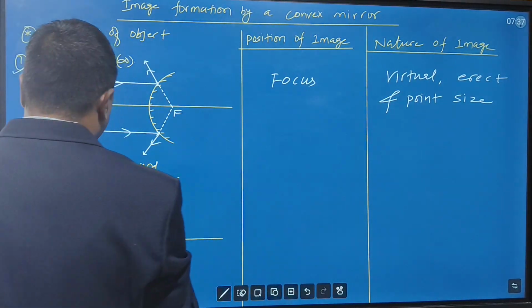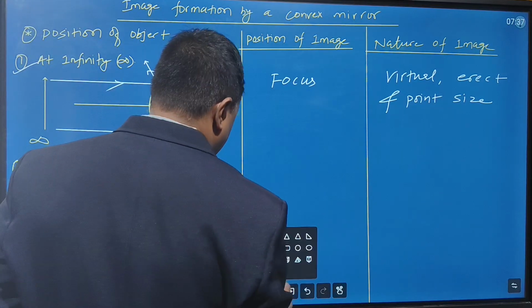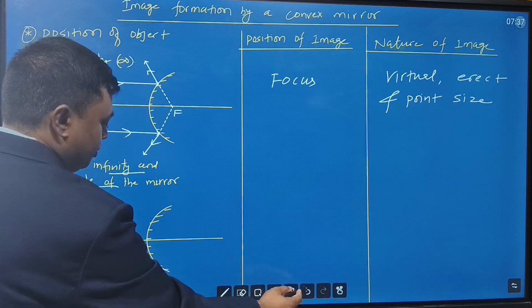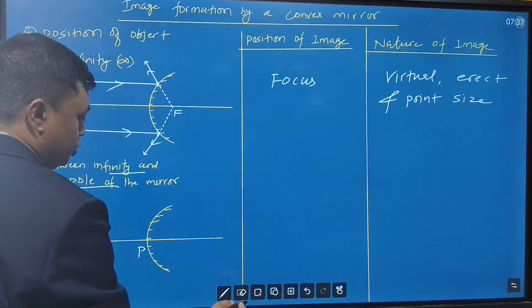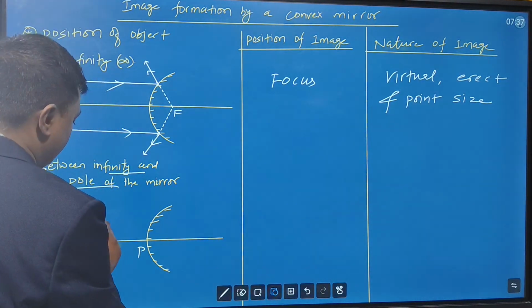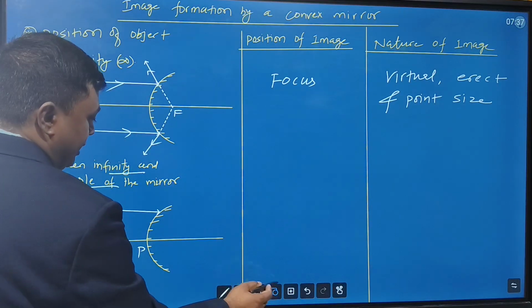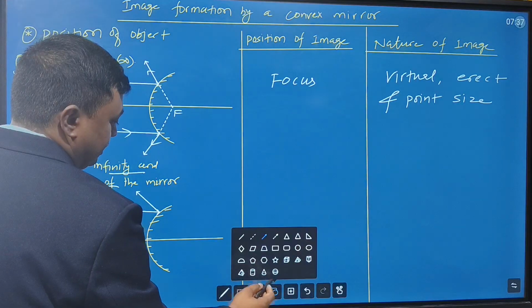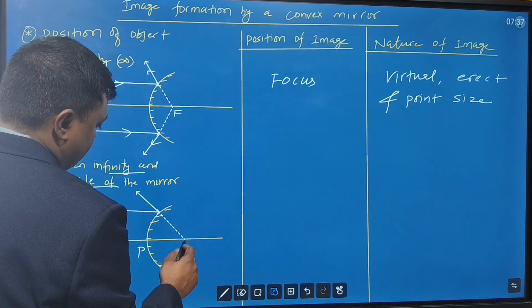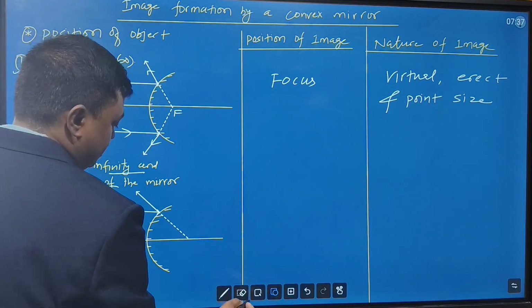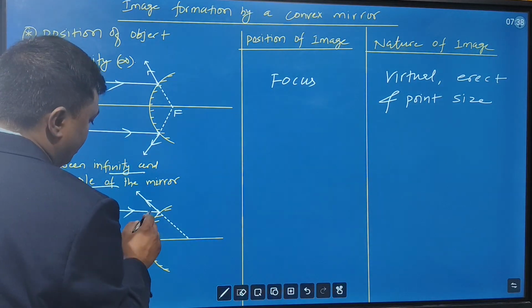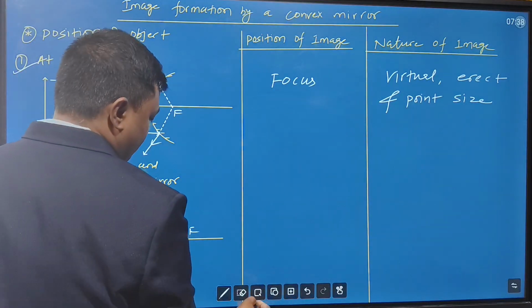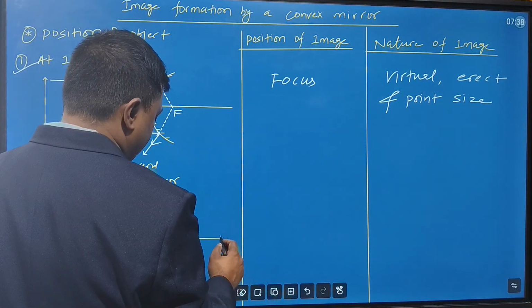Next, take the object between infinity and the pole. Here we are taking the object between infinity and the pole. This is the pole. So you have to take two light rays. At least you take parallel. So what will happen? It will appear to pass through focus. So this light ray is going parallel. It will appear to pass through focus. This is the focus point. Here is the center of curvature. You can consider this as center of curvature.